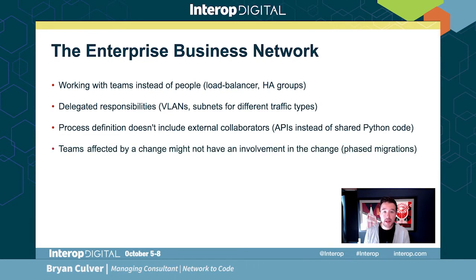And teams affected by a change might not have an involvement in the change, and they may have phased migrations. So you can come up with this new whiz-bang idea. It could be cloud computing, it could be machine learning, it could be automation for network changes. But before you can actually implement them, you have to get them signed off by review boards, and they don't understand why you're doing what you're doing. Or the support teams or teams that depend on you may need to be updated and patched before a big change goes out. Otherwise, their process is going to break and the whole entire train comes to a screeching halt.